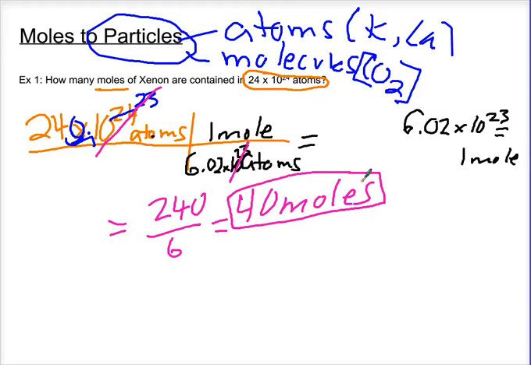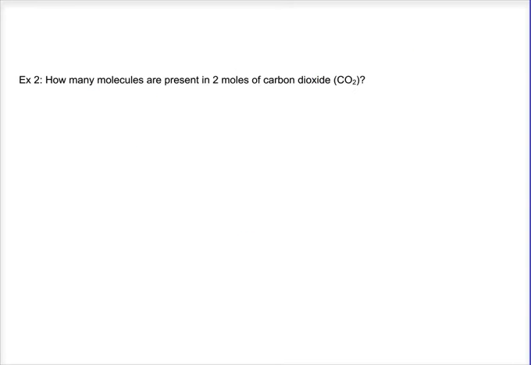Okay? So key points to take away. When we're converting between moles and either atoms or molecules, we always use Avogadro's number. It depends what goes in the denominator based on our given. And then we want to watch out for our scientific notation, to make sure our exponents cancel properly. Let's do another problem together.